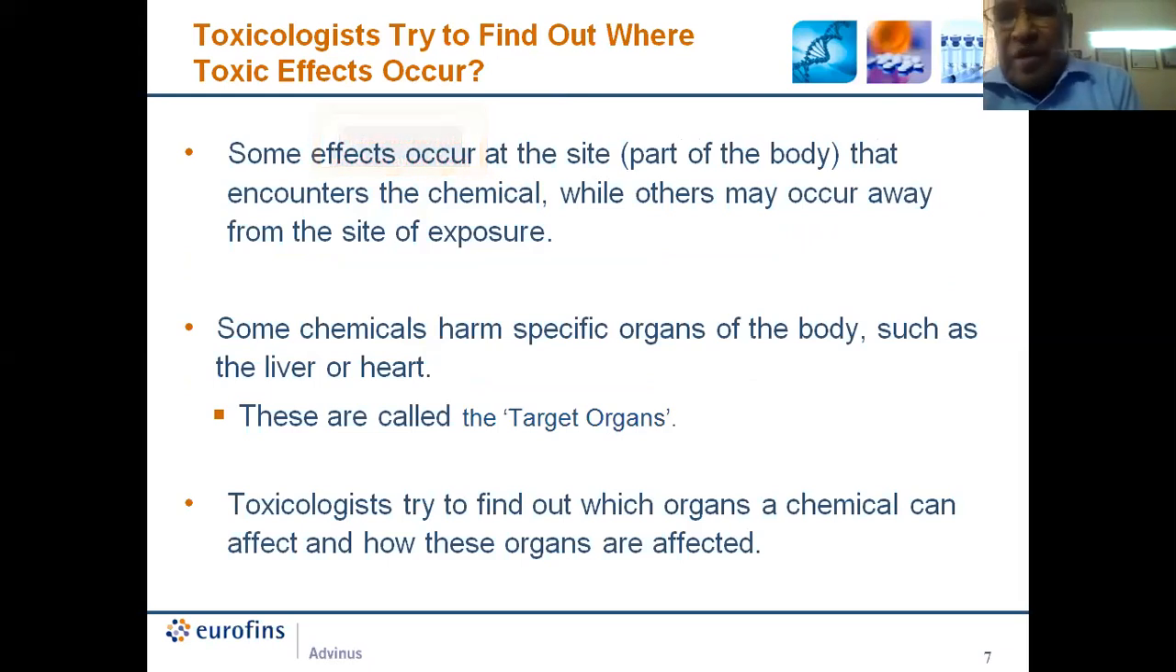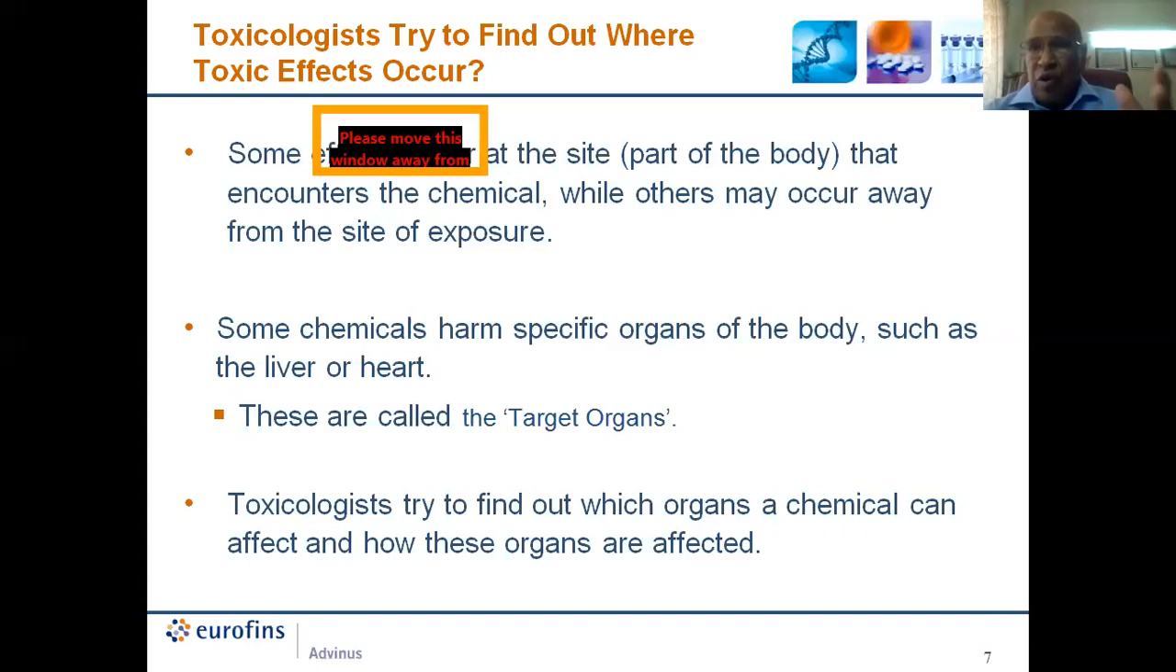What does a toxicologist try to find out? Toxic effects of a chemical can occur at the site of application, such as on the skin if it is applied like cosmetics or medical devices, and also at a distance. Once you apply the chemical, it can be absorbed from the skin or from the gastrointestinal tract. The effects can occur in the GI tract where it is exposed, and also in distant parts of the body, in different organs, which we will touch on later. Some chemicals harm specific organs in the body, for example, the liver, the kidney, or the heart. Such organs are called target organs. We'll talk more about that in the next series of slides. So toxicologists in general try to find out which organs a chemical or drug can affect and how these organs are affected. Next slide, please.